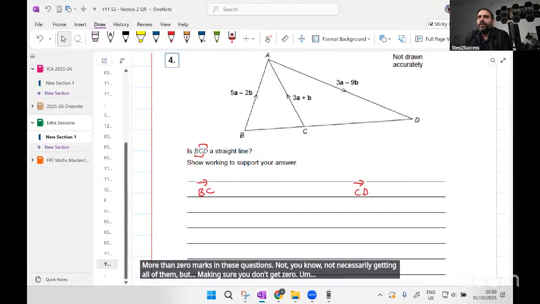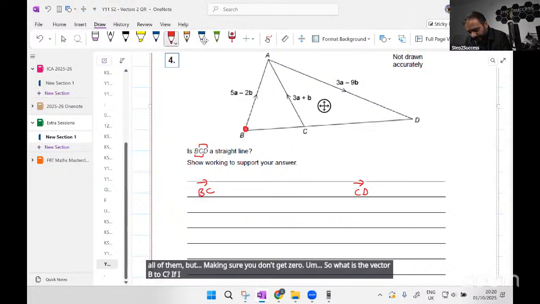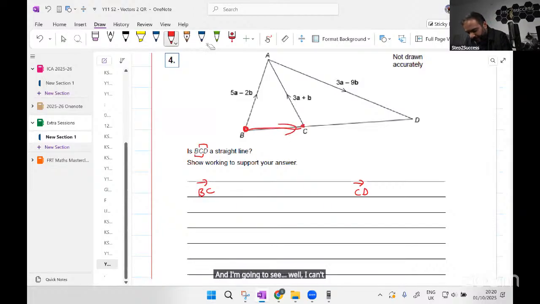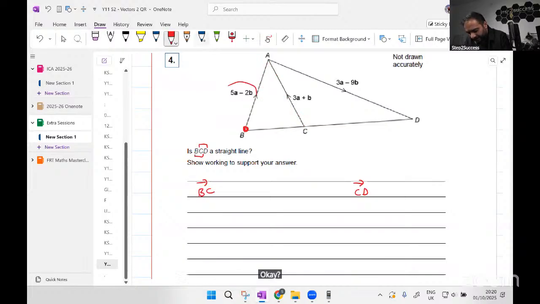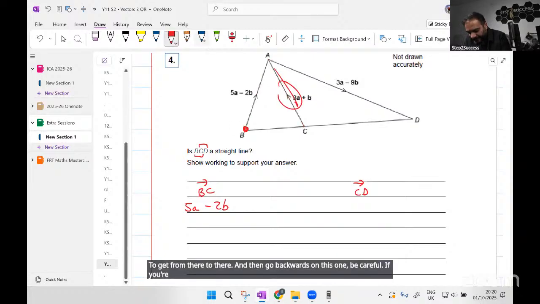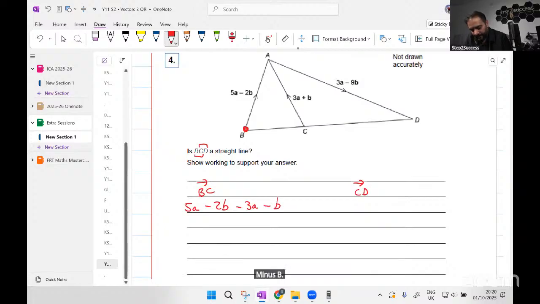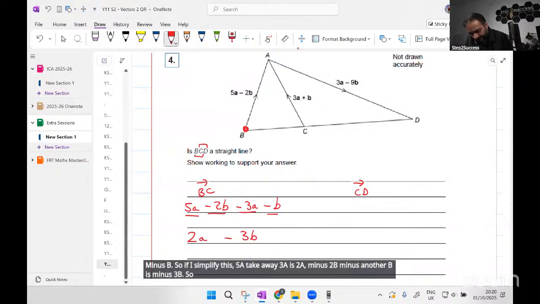So what is the vector B to C? If I'm on B and I'm going to C, well, I can't go directly that way because I don't know any vectors here, but I can go that way and that way. So I can do 5a minus 2b to get from there to there, and then go backwards on this one. Be careful. If you're going backwards on a vector, the whole thing becomes negative. So 3a plus b becomes minus 3a minus b. So if I simplify this, 5a take away 3a is 2a, minus 2b minus another b is minus 3b. So that is the vector B to C.